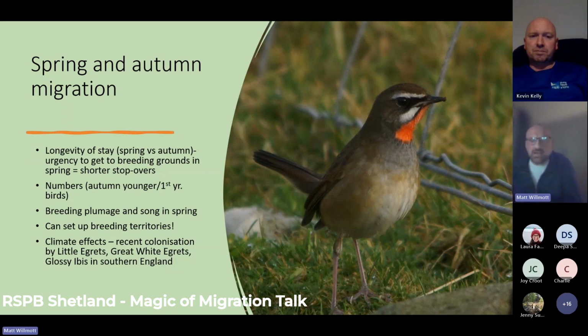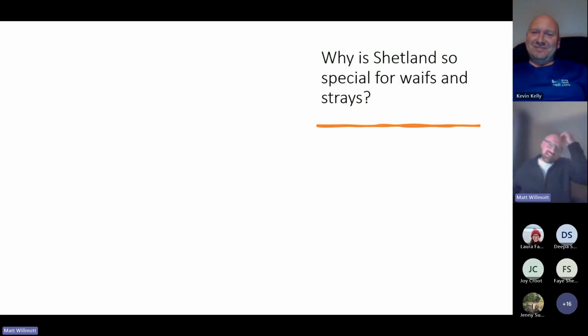Thanks, Mark. Thanks, Kev. And that's a male Siberian ruby throat. Was that your picture, Kev? It was my picture, yeah. That was taken on Fair Isle. Excellent.